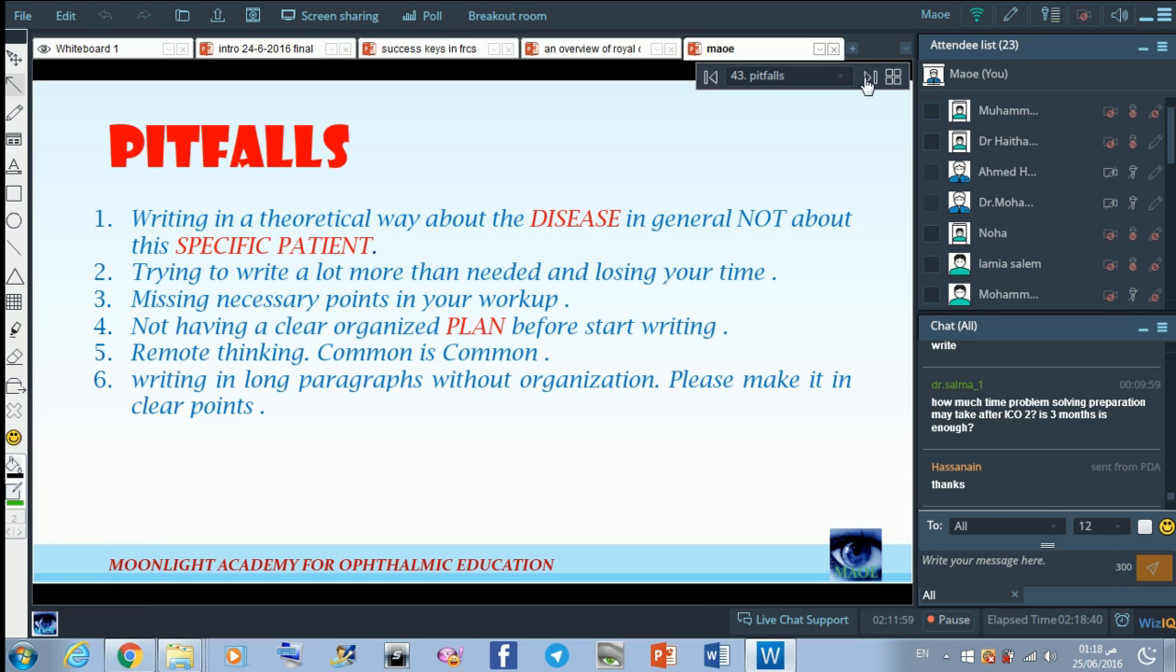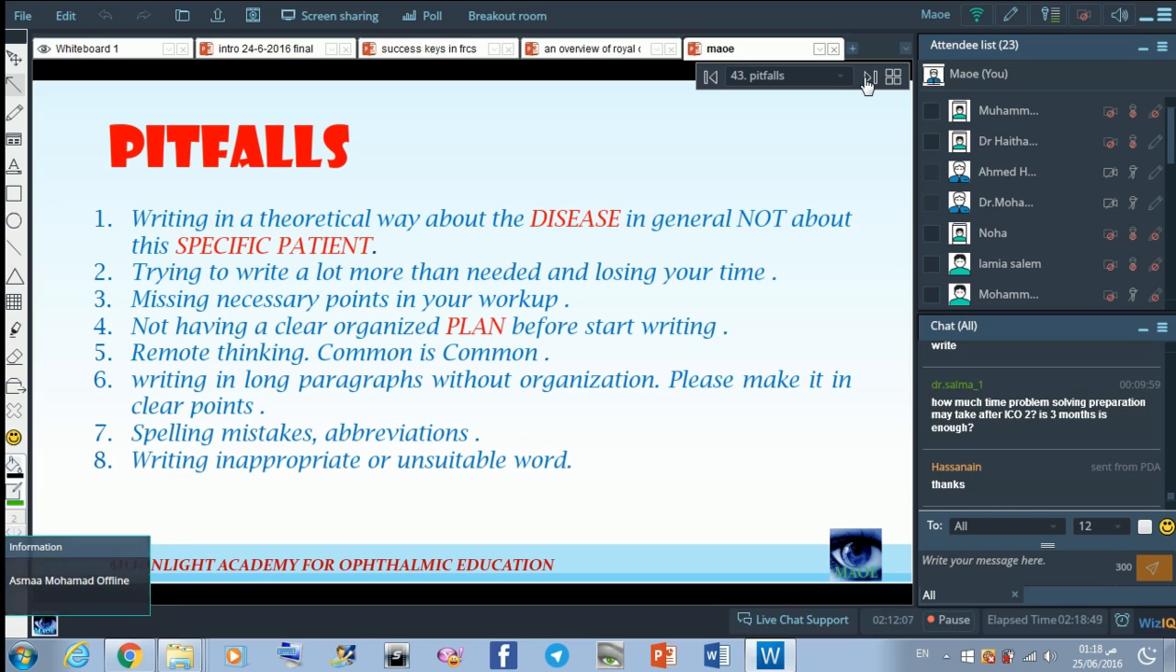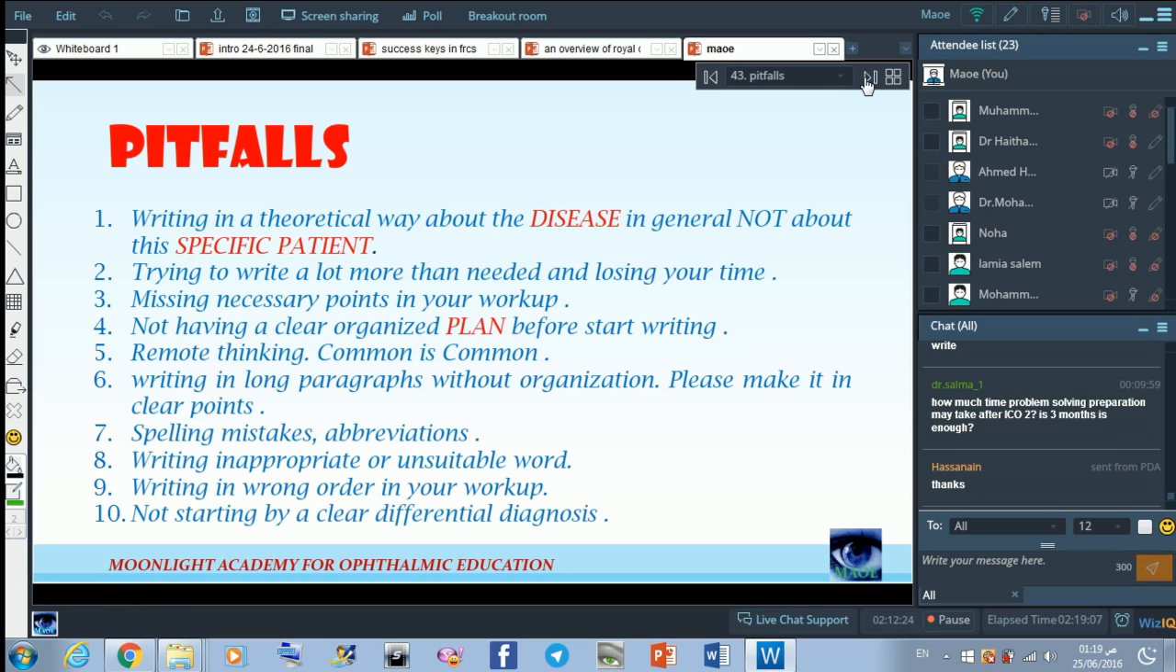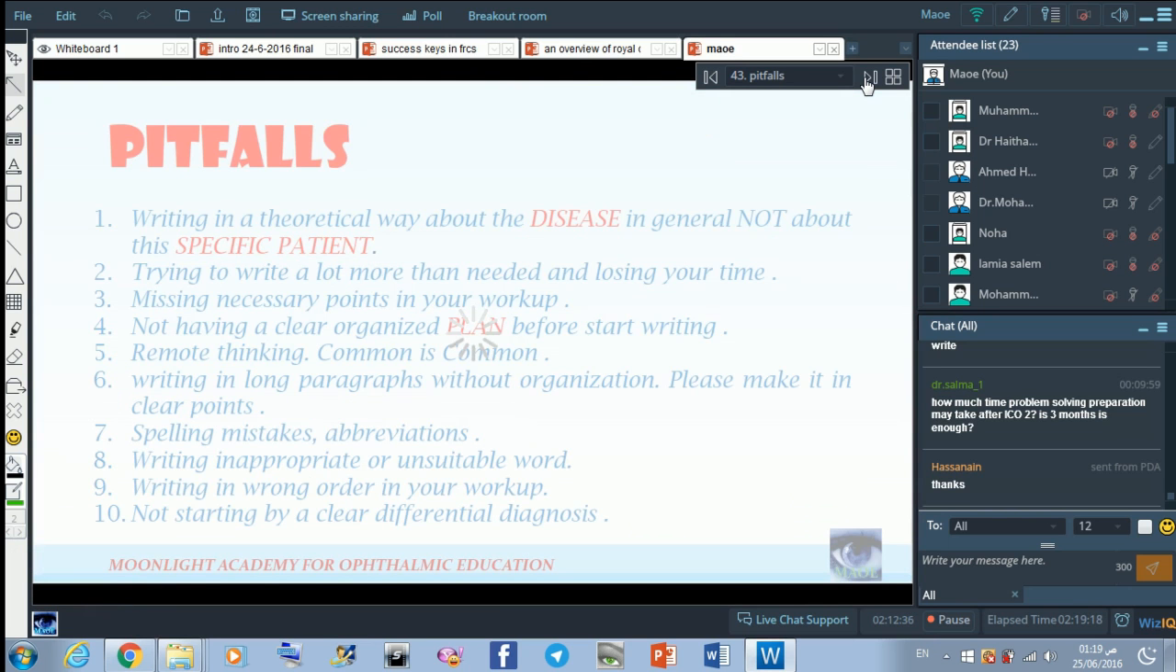Also, one of the pitfalls is writing in long paragraphs without organization. Please make it in clear points. Avoid spelling mistakes and abbreviations. Another pitfall is writing inappropriate or unsuitable words. Also, writing in the wrong order in your workup, and I told all of you about my recommended order. Also, not starting with a clear differential diagnosis. The natural place for a differential diagnosis is at the beginning of the answer.